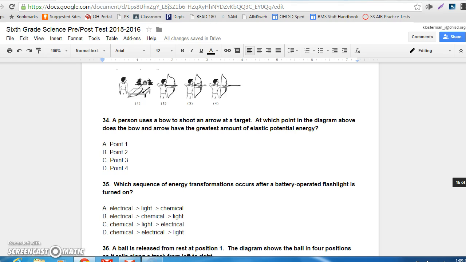35. Which sequence of energy transformations occurs after a battery-operated flashlight is turned on? A, electrical to light to chemical. B, electrical to chemical to light. C, chemical to light to electrical. D, chemical to electrical to light.